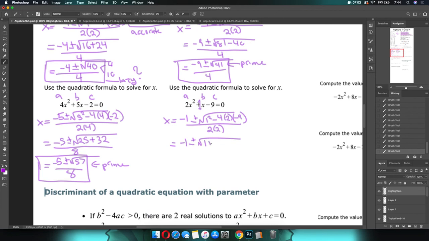1 squared is 1. Double negative is a positive. 4 times 2 is 8. 8 times 9 is 72 all over 4. So that's negative 1 plus or minus root 73 all over 4. And then there is our answer, and that's what goes in the answer box.